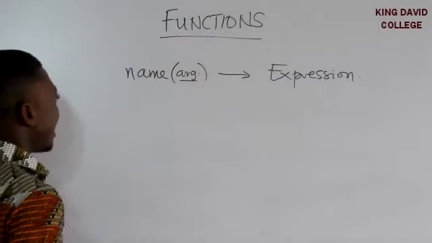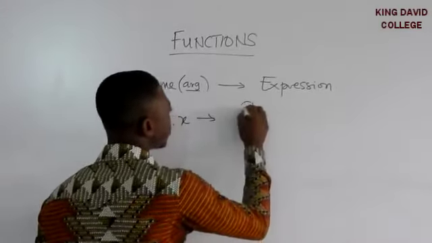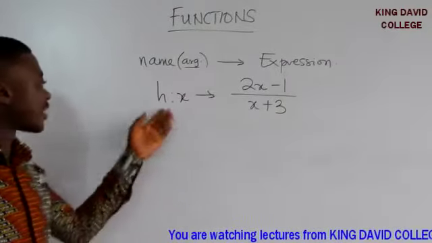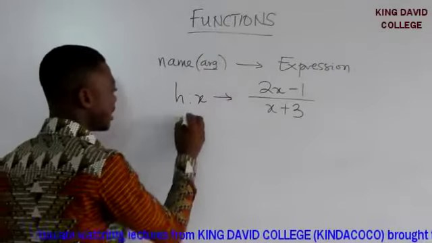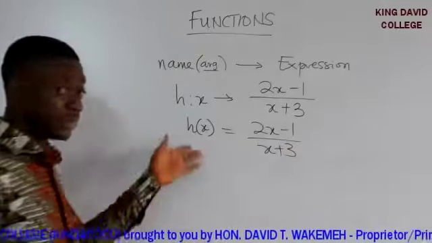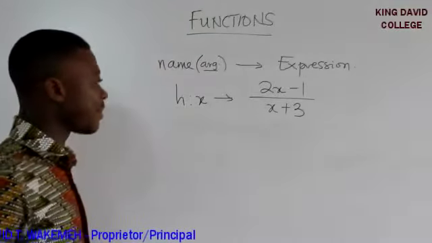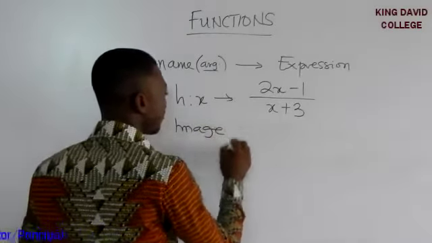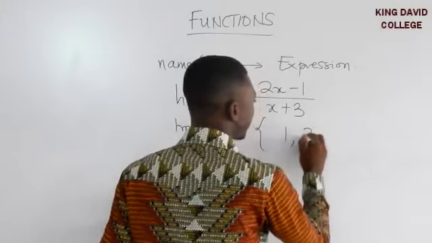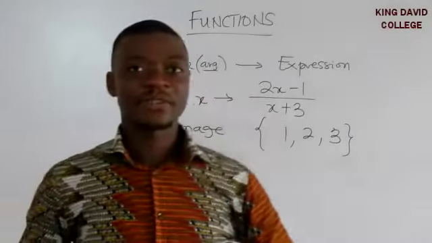Very well. So let's say we have a new function called h, x maps to (2x minus 1) over (x plus 3). This is also a denotation of a function. It's either like this, or it could be h of x is equal to (2x minus 1) over (x plus 3). Either way, it's the same thing. Now let's say I'm given this function and asked to find the image of a given set. Let me use 1, 2, 3 for simplicity. We are asked to find the image of 1, 2, 3 under the given function.